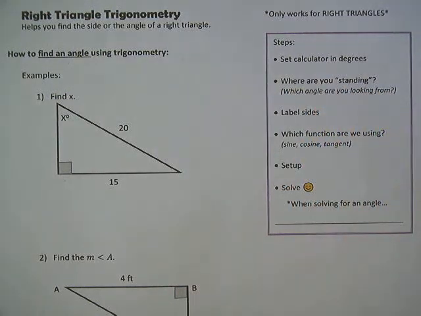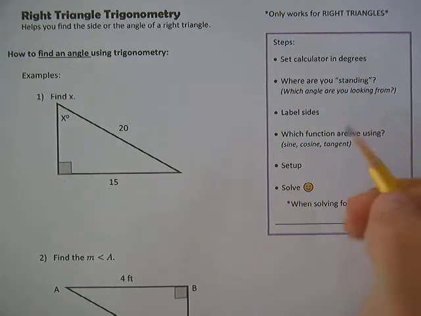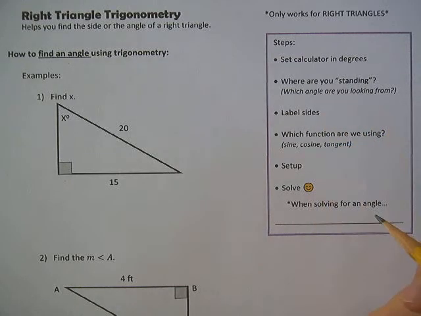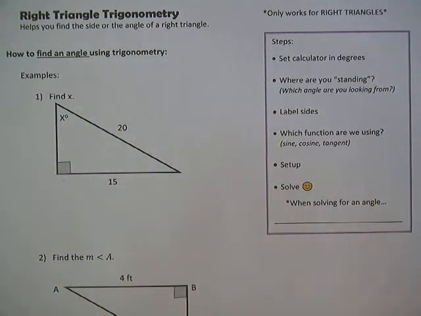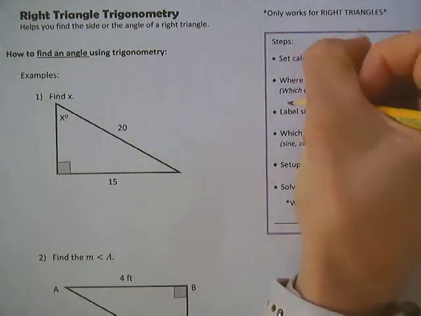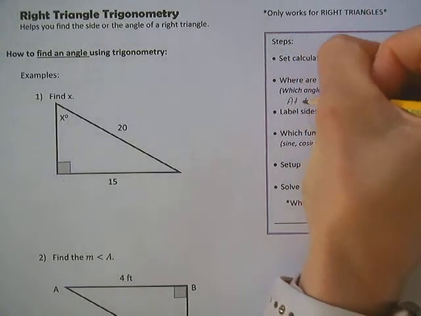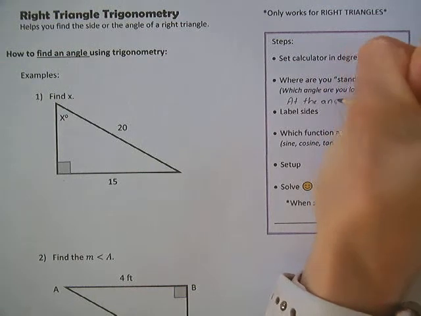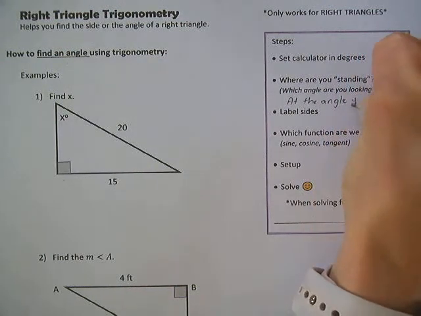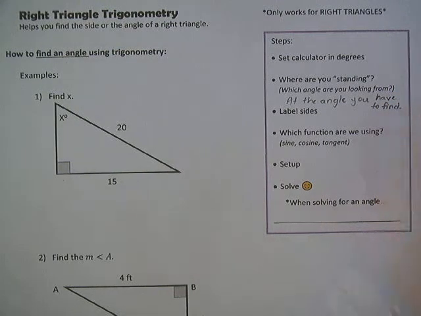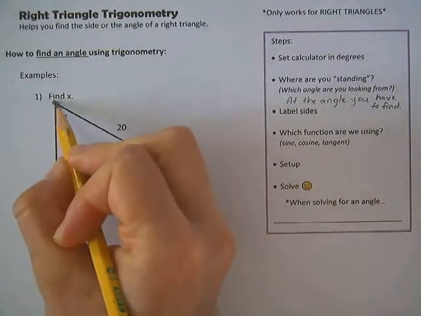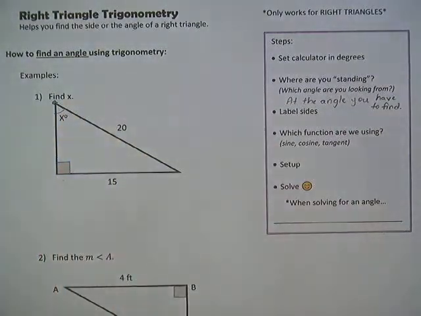So if you remember yesterday, I told you it's either going to be the angle you're given or the angle you have to find. So if you're having to find an angle in the triangle, then you're going to stand at the angle you have to find. Okay. So we're going to be standing because we have to find this angle right here. We're going to stand at that angle.